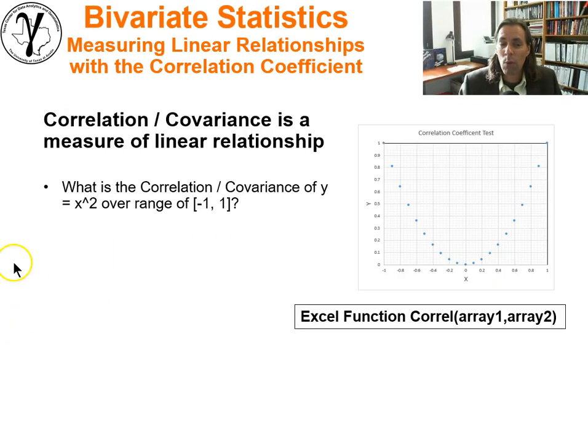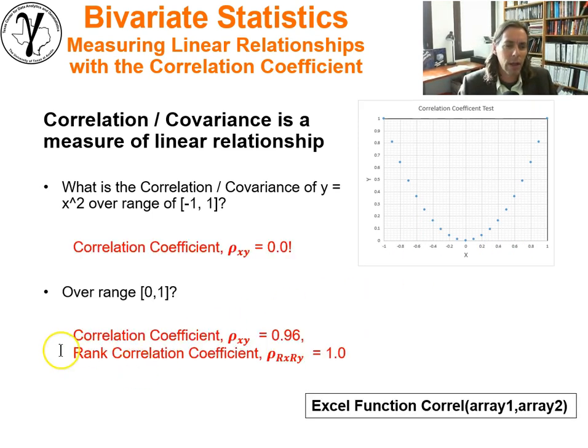Now, I mentioned before, if you have a parabola, which is simply the y equals x squared relationship shown right here, we could calculate the correlation coefficient between -1 and 1, and we'll find that the correlation coefficient is in fact 0, which is fascinating because if the correlation coefficient is telling you about the degree of relationship between x and y, this is a perfect relationship.